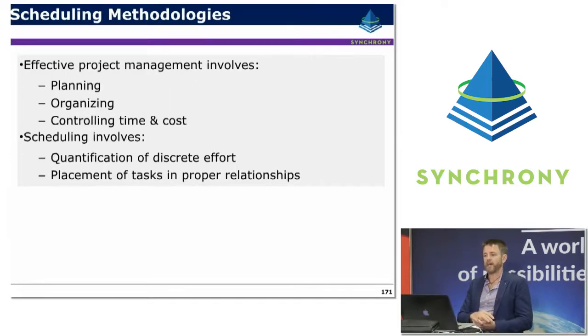So the scheduling methodology involves planning, organising, and then controlling time and cost. So scheduling comes in the last aspect of that planning before we set the performance measurement baseline, and then is continuously updated throughout that controlling and updating process. It involves quantification of the discrete effort and placement of tasks in their proper relationships.